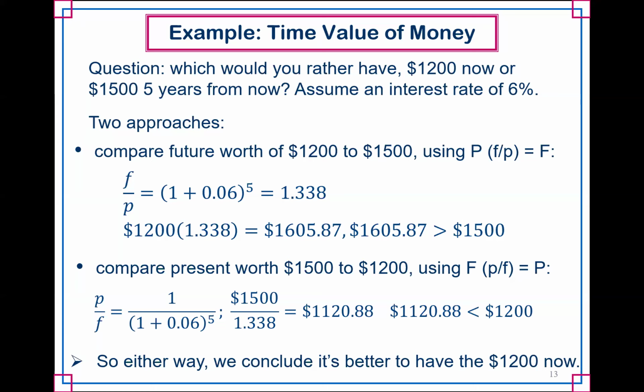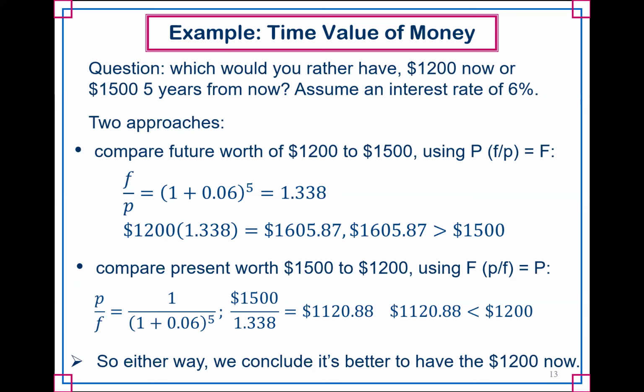The other way we can do it is instead of finding a future value, we can find a present value, which means we just invert the equation. And we divide $1,500 by 1.338, and we see that today's value of that $1,500 in 5 years is $1,120.88, which is less than the $1,200.